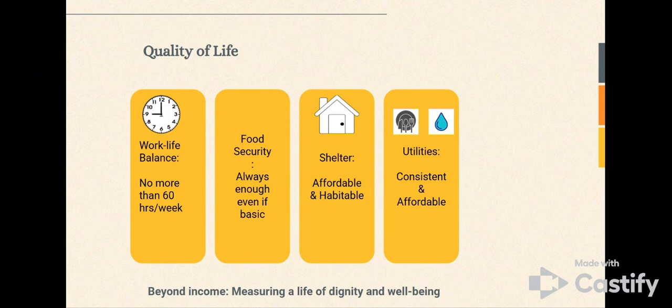Next, we have quality of life, and these questions could be like, nobody in the family has to work more than 60 hours a week to provide basic FCSU needs. Is there always enough food available, even if it's not preferential? And then we could also have some form of measurement about the quality and cost of shelter and the quality and cost of utilities, which would require much more research.